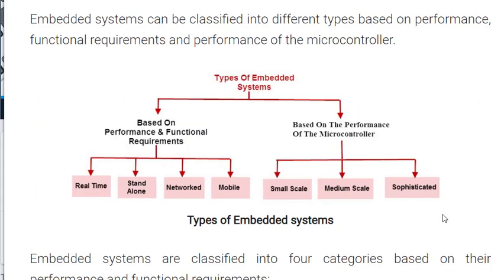Next is the mobile embedded systems. Mobile embedded systems are used in portable embedded devices like cell phones, mobiles, digital cameras, MP3 players, and personal digital assistants. The basic limitation of these devices is the other resources and limitation of memory.